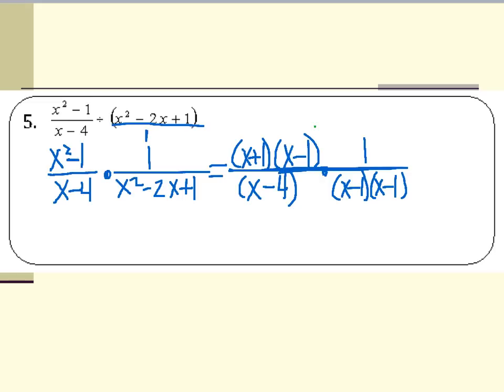They both have an x minus 1 on the top and bottom. And that's really the only thing that can cancel out. So my final answer is x plus 1 on the top. And on the bottom, I have x minus 4 times x minus 1. Now what you should remember, I have two factors on the bottom here, and it's okay to keep them like that. If this was on the top, you would want to simplify. But it's not on the top, it's on the bottom. So this is fine as the answer.